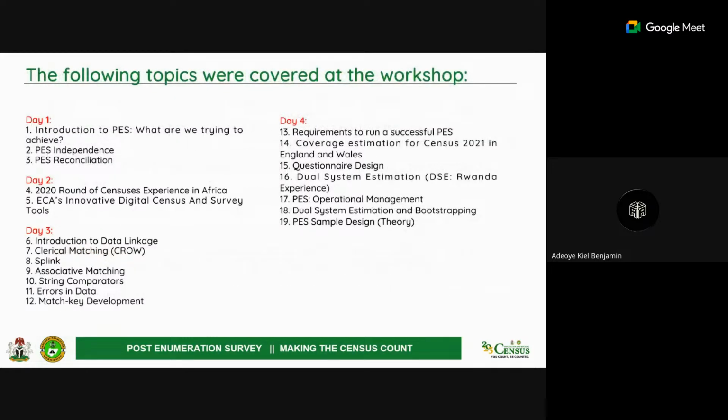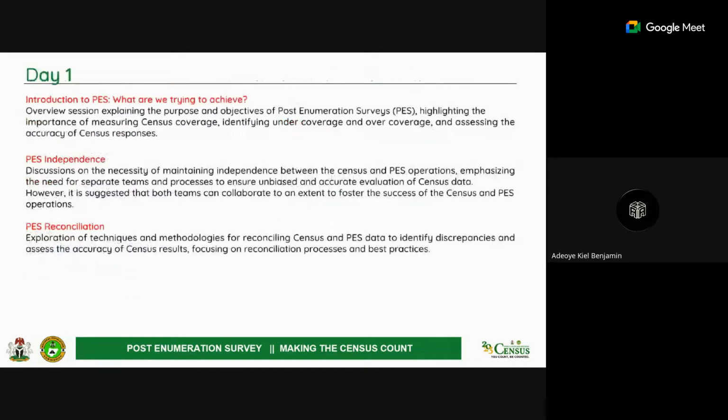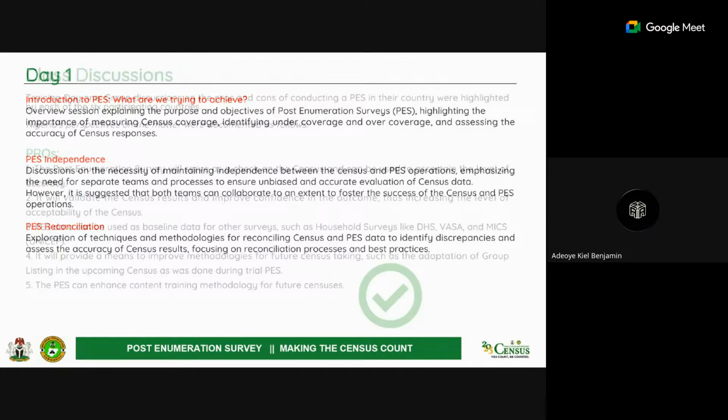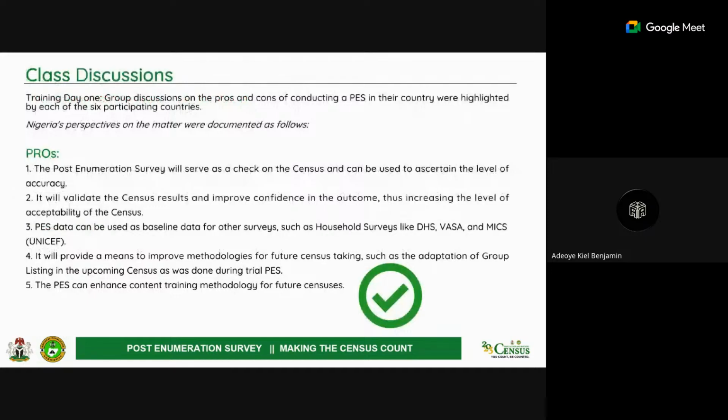So the following topics were taught. There were 4 days. These are the topics. I don't want to scroll through them. You can see them. Every day has its own topics. Like I said, it was an information hub. There was no real teaching. There was hardly any hands-on. So on the first day, after teaching us what a PES is and exposing us to every aspect of the PES, questions were asked in a general class discussion.